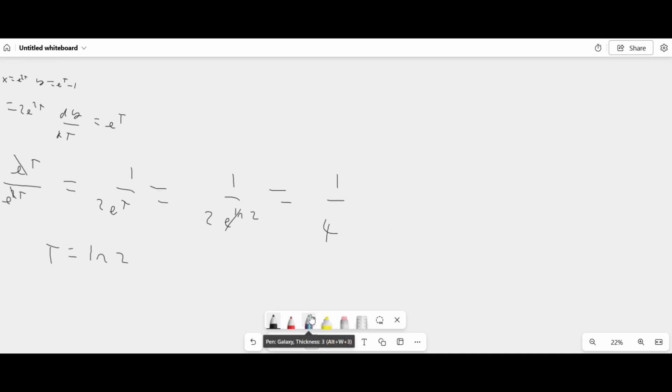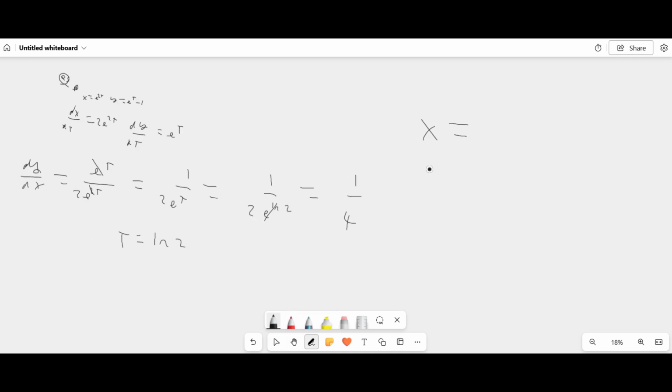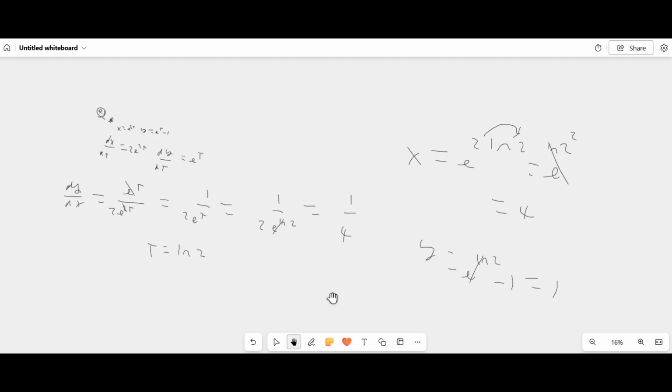And then x is going to be e to the power of 2 ln2, which becomes e to the power of ln2 squared. So that cancels, you get 2 squared, which is 4. So x is 4, and y is equal to e to the ln2 minus 1. Obviously that's 2 minus 1, because that cancels, so y is equal to 1. So therefore you get all of these things here.